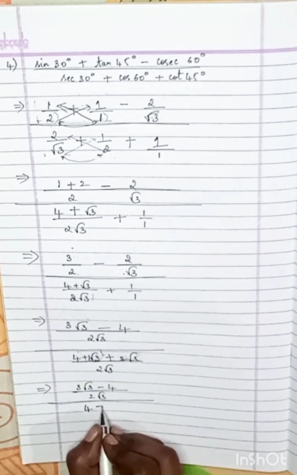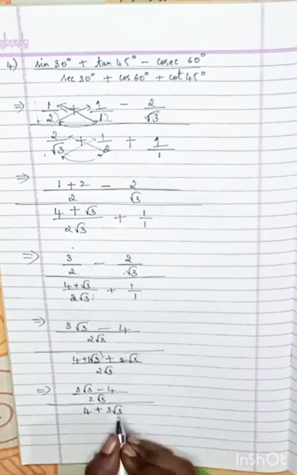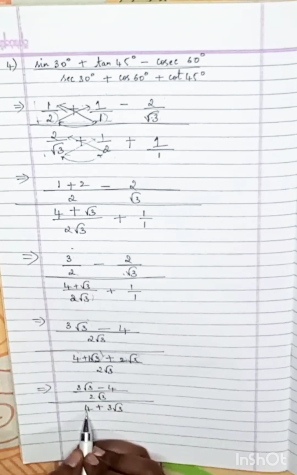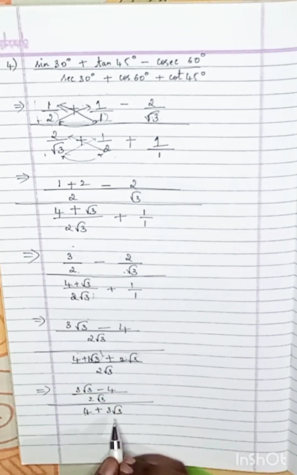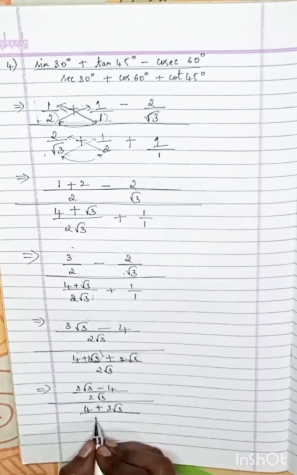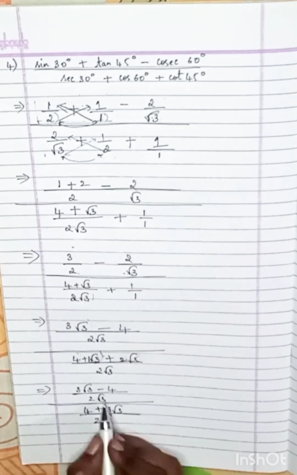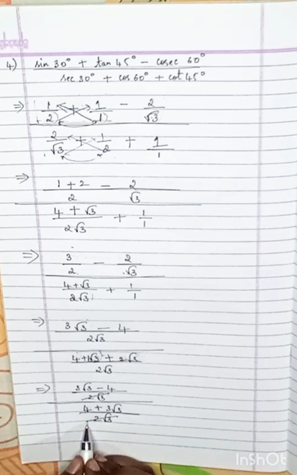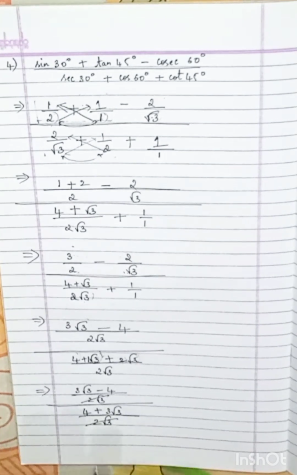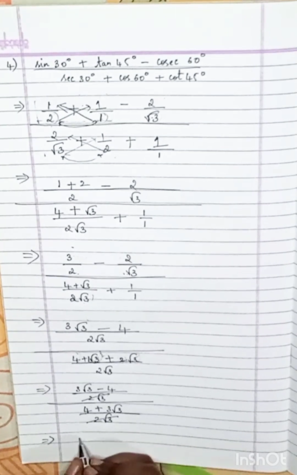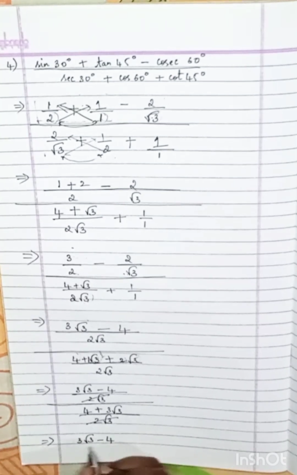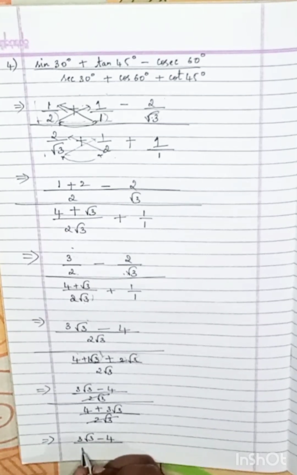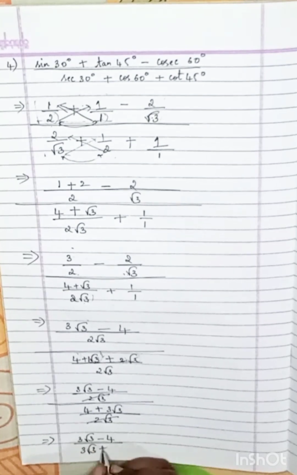So 4 plus 3 root 3. This 4 remains as it is. This 4 remains as it is. 1 root 3 plus 2 root 3 is 3 root 3 divided by 2 root 3. Now this denominator, as they are same, they'll get cancelled. We will remain with 3 root 3 minus 4 by 3 root 3 plus 4.